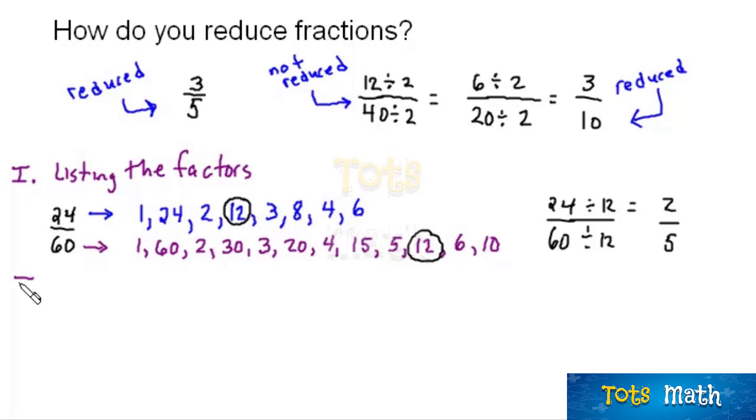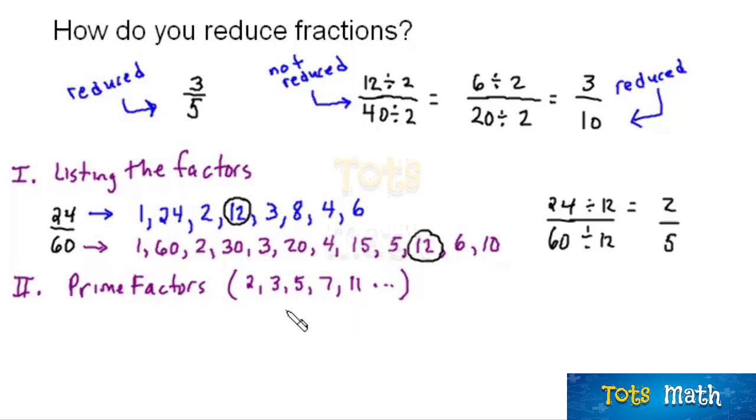The second method for reducing fractions uses prime factors. Prime factors are numbers such as 2, 3, 5, 7, 11, and so on. Prime factors are numbers that only have 2 factors, 1 and itself. So let's use the fraction 24/60 again in this example. And we're going to find the prime factors of the numerator and the denominator. And we're going to use something called a factor tree. So let's start with the number 24.